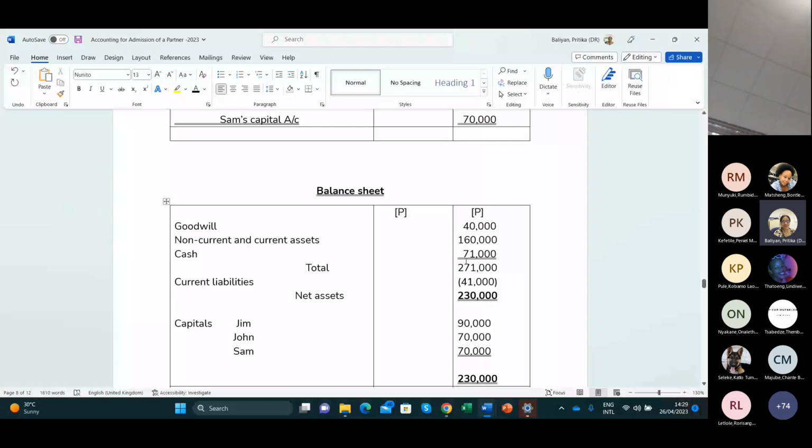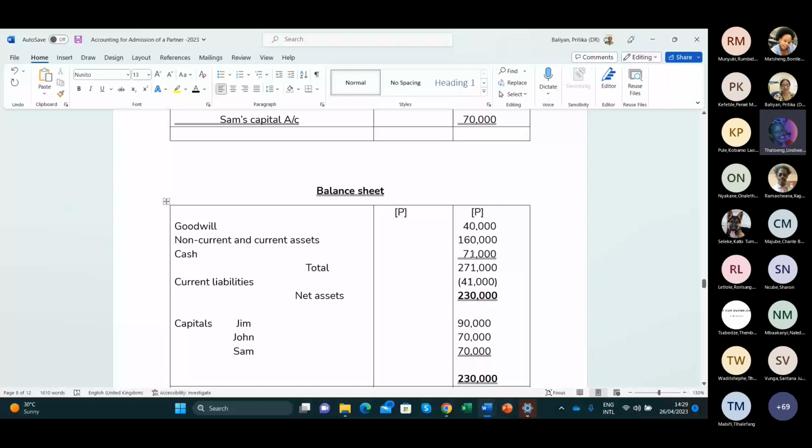You understand? Yes, ma'am. So the 70,000 that Sam is paying is 50,000 of the other one's capital plus 20,000 of goodwill. Yeah.